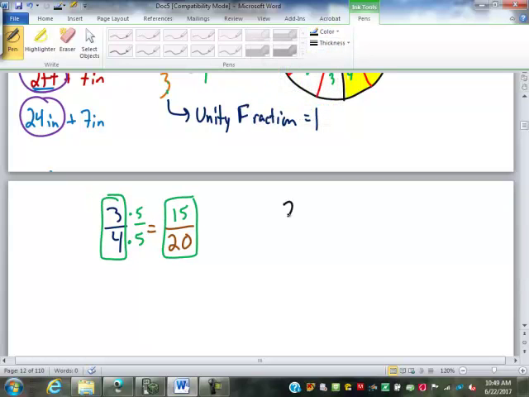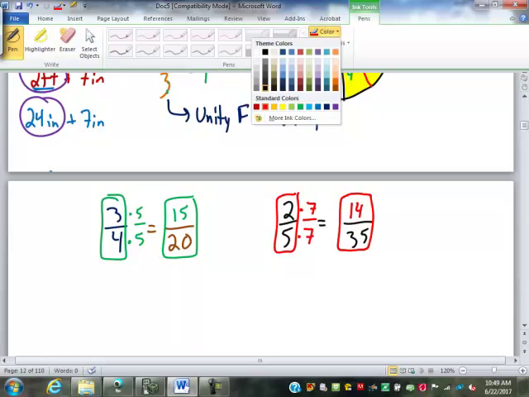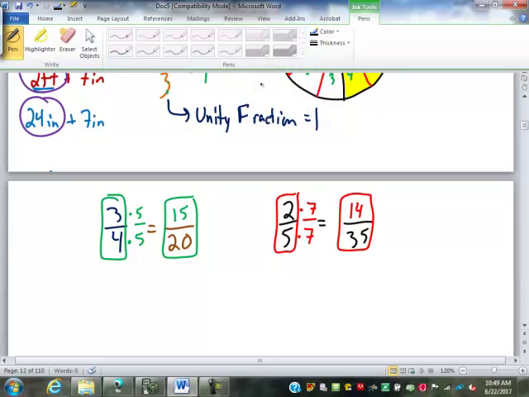If I have 2 over 5 and I want it to become 35ths, what did I multiply that 5 by to turn it into a 35? 7. So what do I have to multiply the 2 by? 7. 2 times 7 is 14. Again, 14 over 35 is exactly the same value as 2 over 5. It just appears different. One for you to try in your notes.